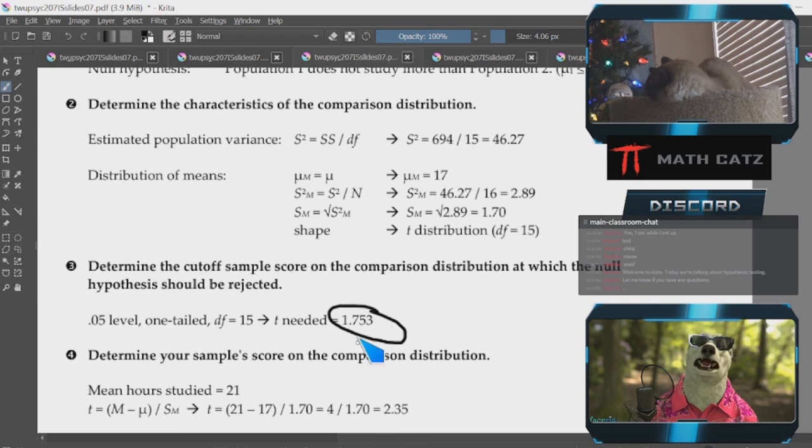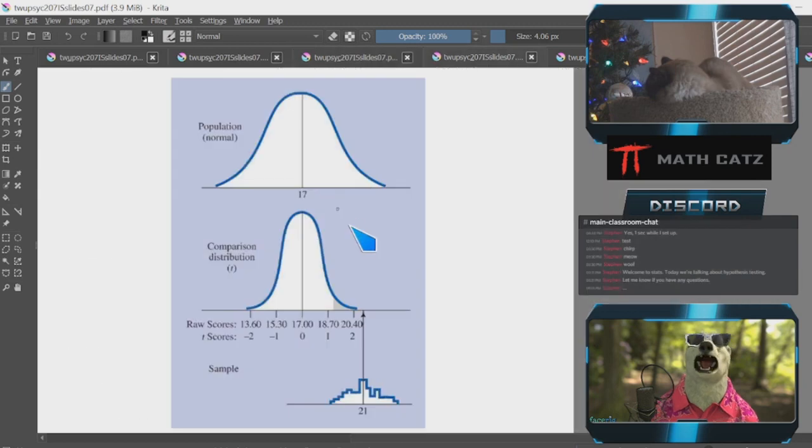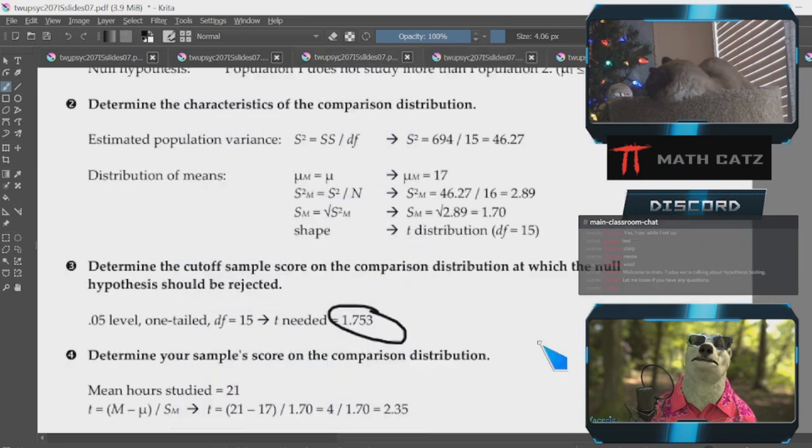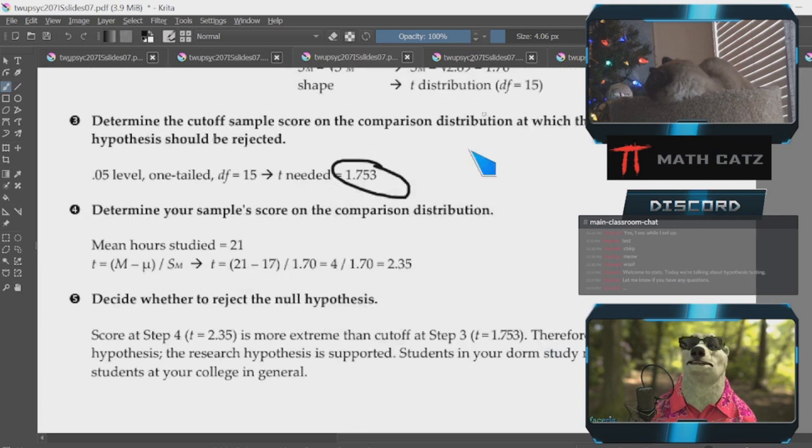Well, the cutoff was 1.753. Now, the nice thing is here, you can still think the same way as you did previously. Still think bell curve, everything is the same. Our sample puts us way further than the cutoff, and we therefore reject the null hypothesis because our observed score is more extreme than the cutoff. Reject. Research hypothesis is supported. The evidence does support the hypothesis that students in our dorm study more than at the college in general.